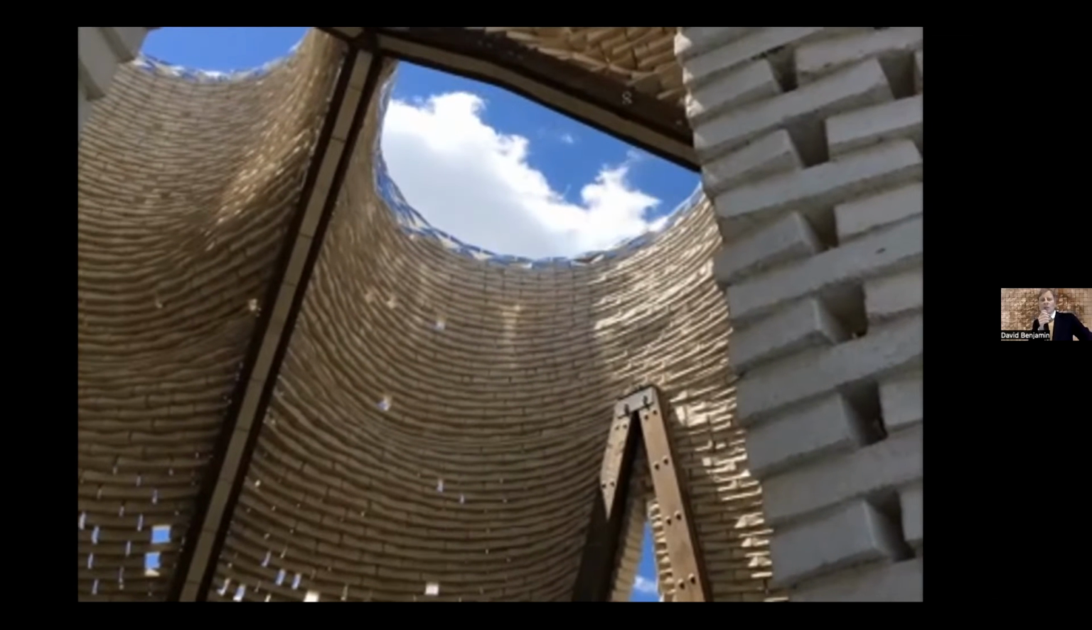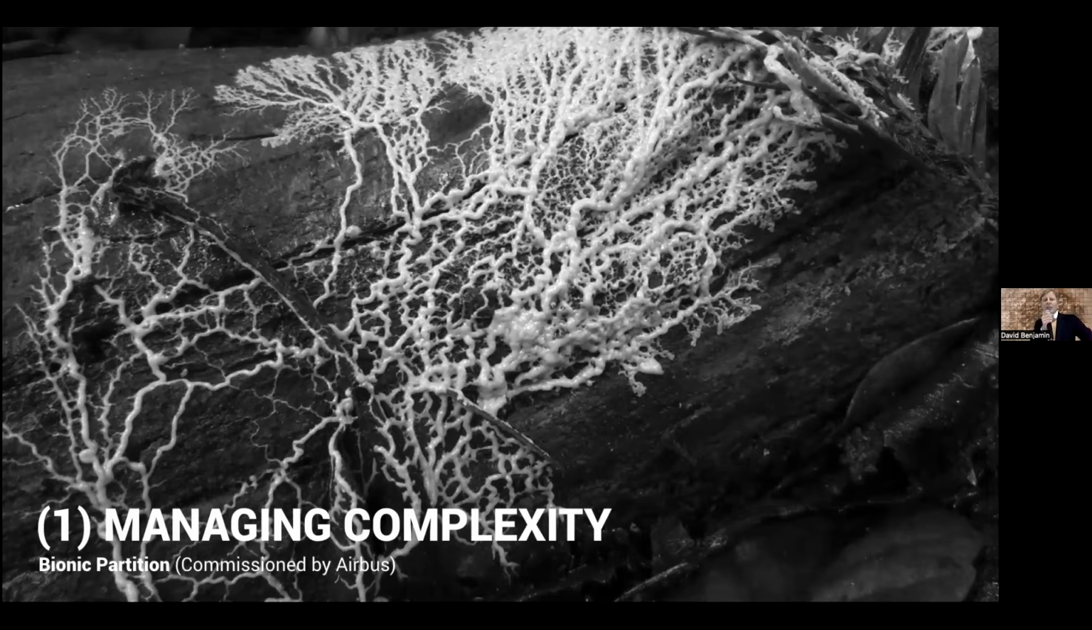So the first approach I'm going to describe is managing complexity. This approach involves a kind of hybrid of human creativity and computer automation to manage complexity. And sometimes some of the underlying technology for this approach is called generative design. And it's one way that I think we can expand the typical definition of the design of buildings.